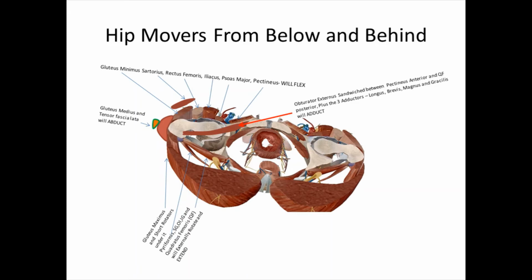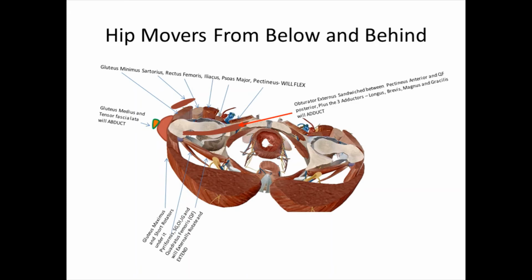So all these six muscles, pectineus, obturator externus, quadratus femoris, and adductor longus, brevis, and magnus, along with gracilis, will adduct the hip.